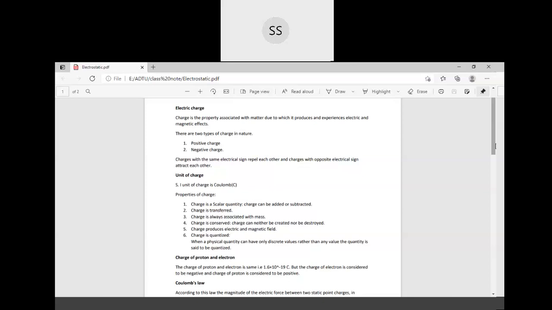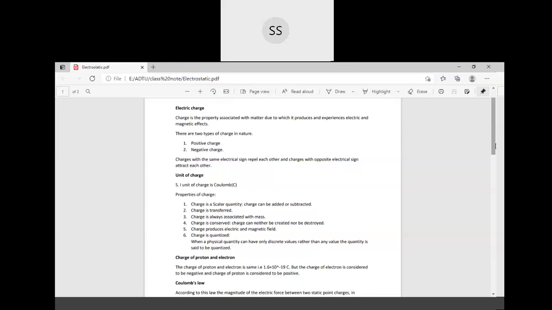If in a body the total number of charges is N, then we will calculate the total charge as Ne, or capital Q equal to Ne. E is the charge of electron and N is the total number of charges present in the body. That's how we will calculate the total charge of the body. Q equal to Ne. N can be any number from 1 to infinity, and e is the charge of electron.